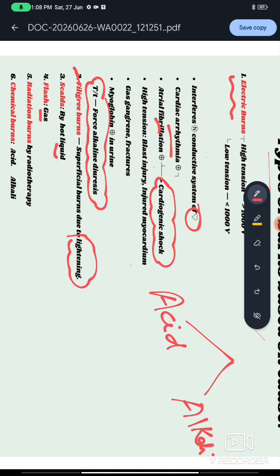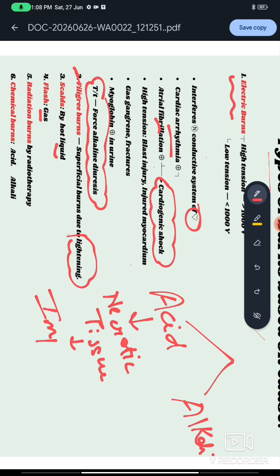So whenever an acid causes a burn, a layer of necrotic tissue is formed. This tissue is impervious. So the chemical cannot penetrate the deeper, healthier tissue. So as a result, it has less damaging effect.